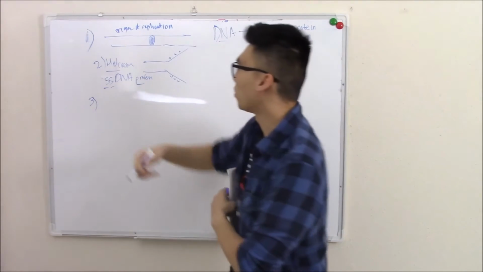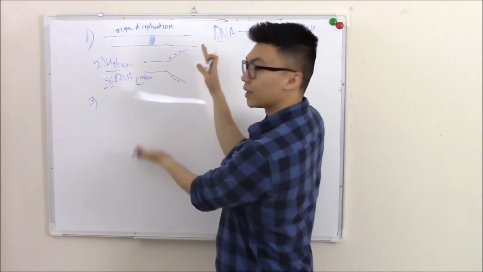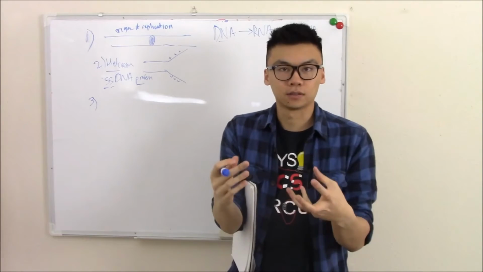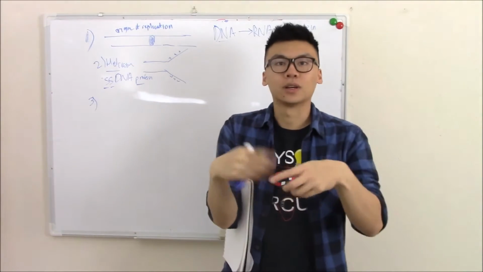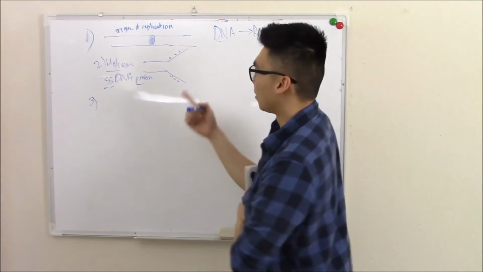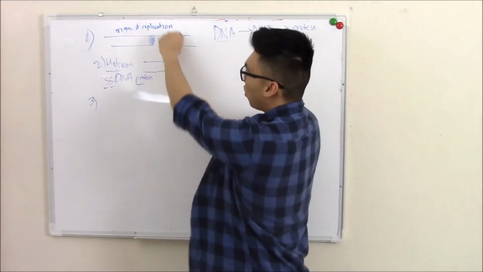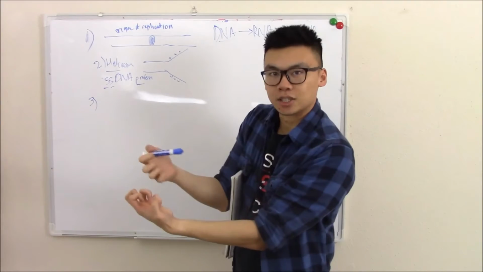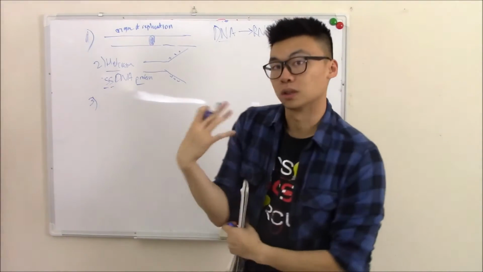Third step, as you're opening up the strand, you create a lot of tension. If you ever had tangled headphones and you pull on each headphone, it just makes the knot worse. And that's the case in here. If you pull on this and open up the DNA, it just makes a lot of tension and makes it worse. So we have to release that tension.